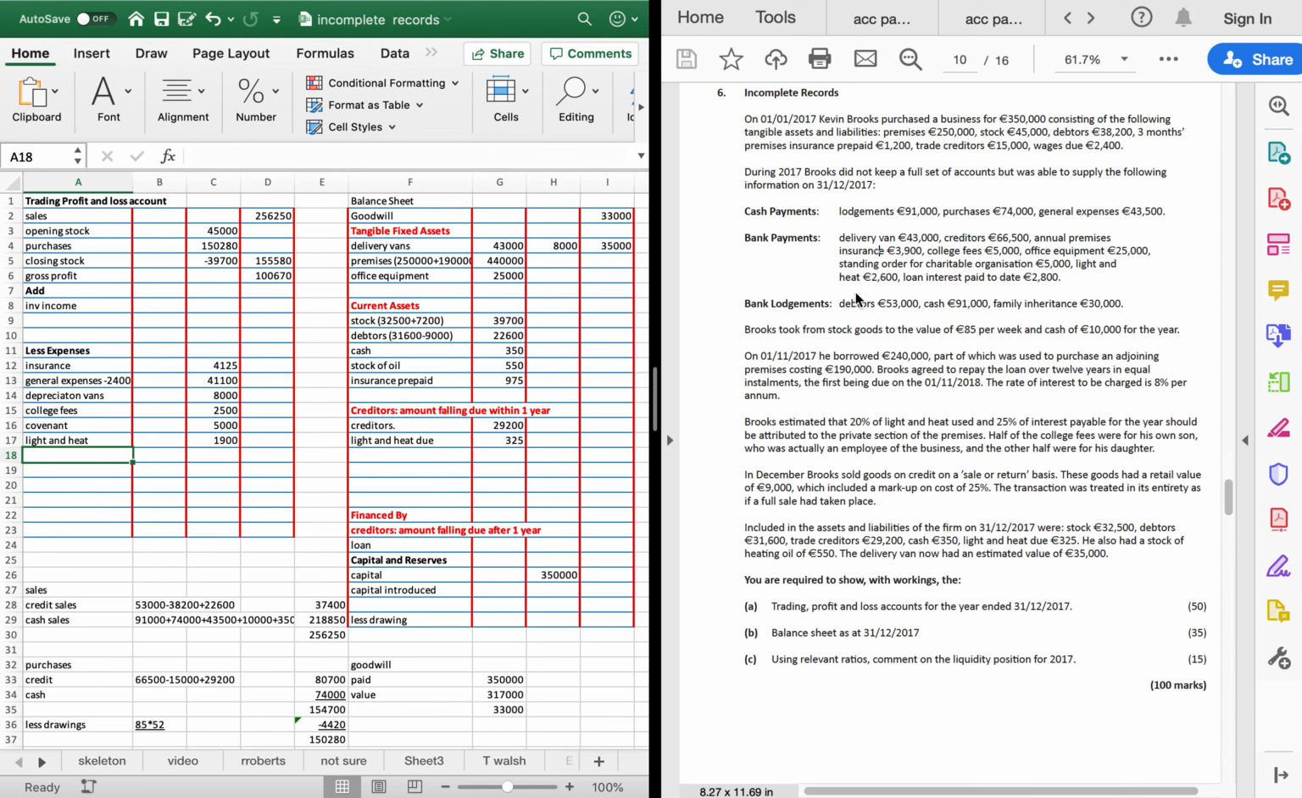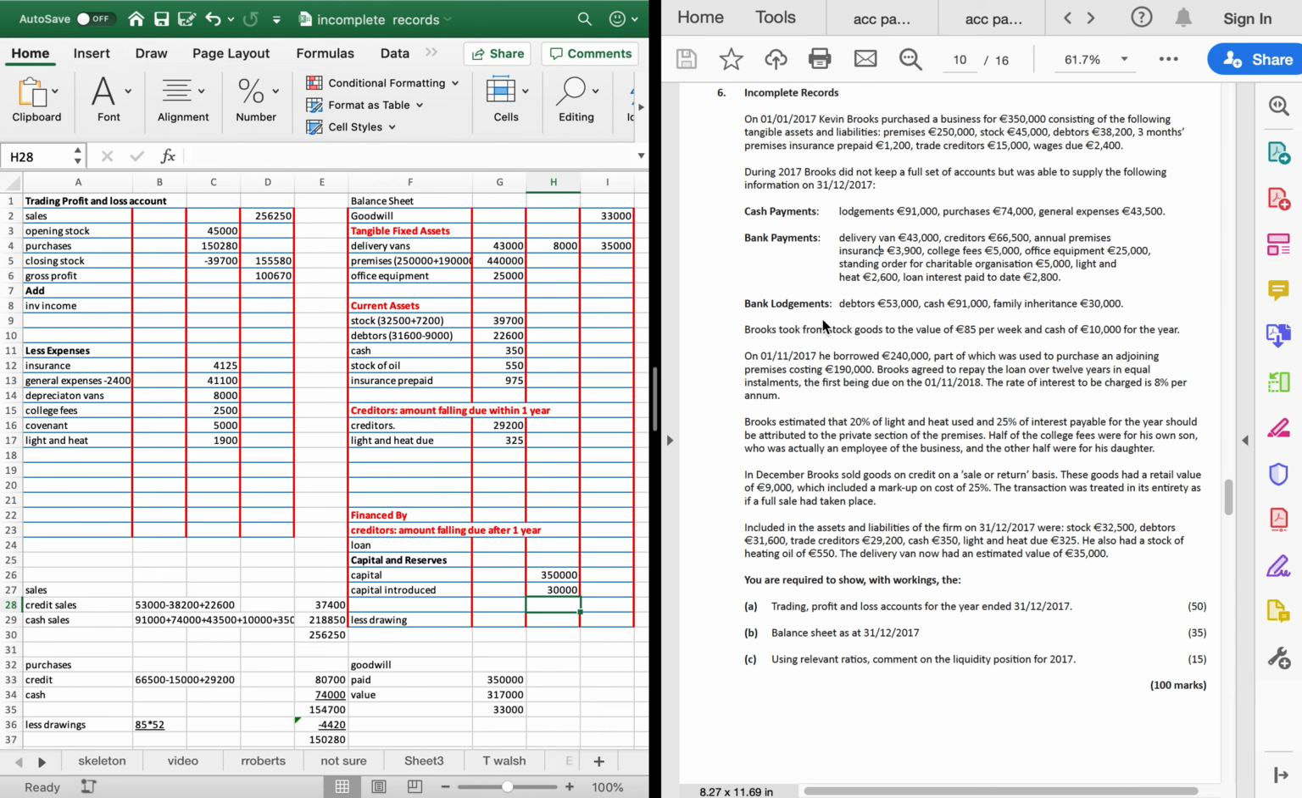And the last one is our loan interest, which I'll always come back to later on. That's used to work out our loan interest due. So bank lodgements, debtors is done, cash is done, family inheritance 30,000. So you've inherited 30,000 and you've lodged it in the business bank account. That is capital introduced. So that lodgement, normally after debtors and cash, no matter, it could be dividends, it could be anything. It's pretty much always capital introduced.